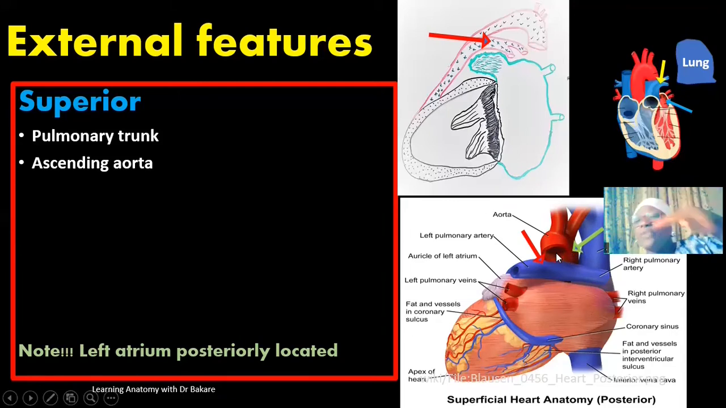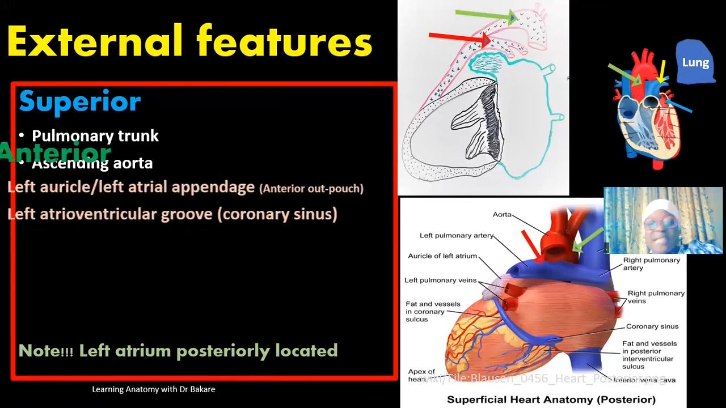So also above or superior to the left atrium, we also have the ascending aorta. In this image here, this is the ascending aorta that is also seen above the left atrium. This is the left atrium here. So you see it just superior to it. And in this handmade diagram, this is the ascending aorta that is coming from the left ventricle, where it's carrying oxygenated blood to supply different body organs. So you also see the ascending aorta at the upper part of the left atrium.